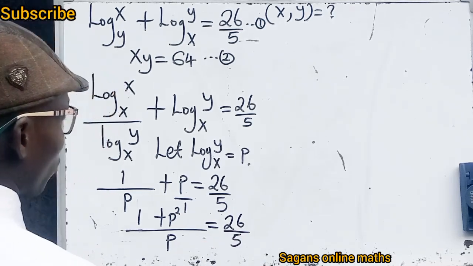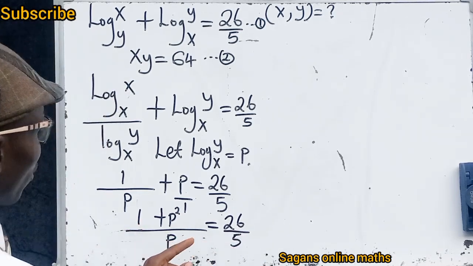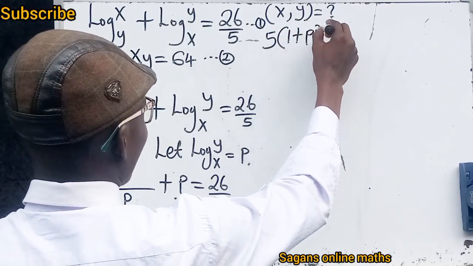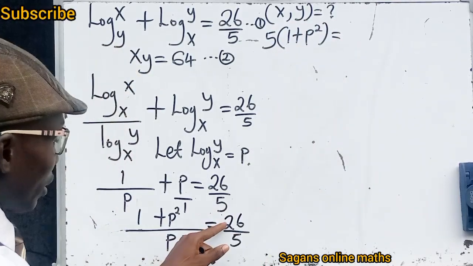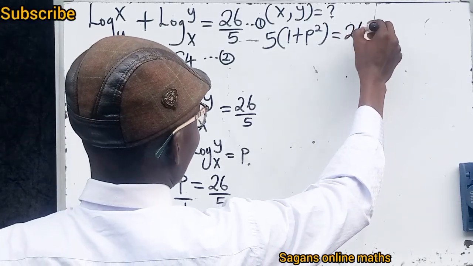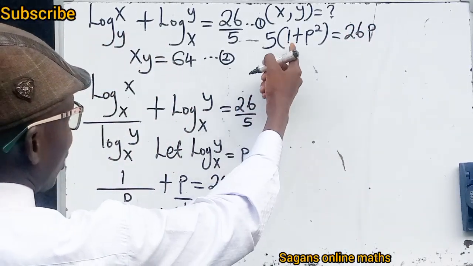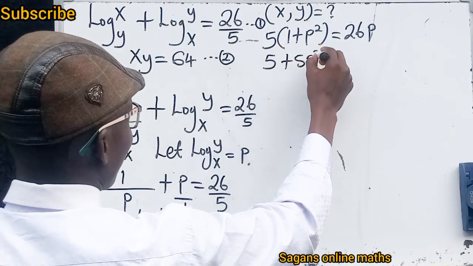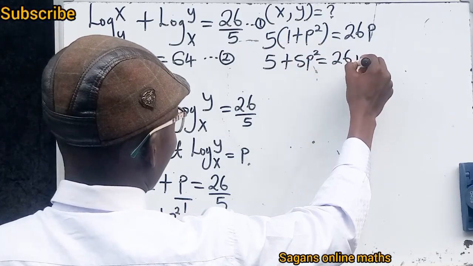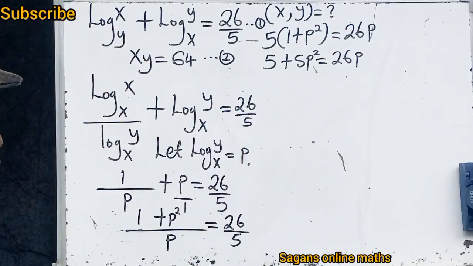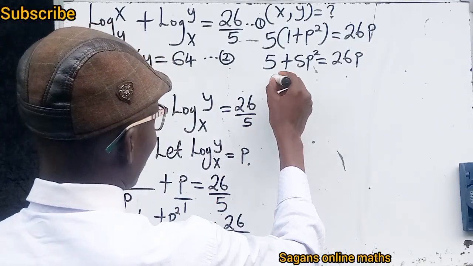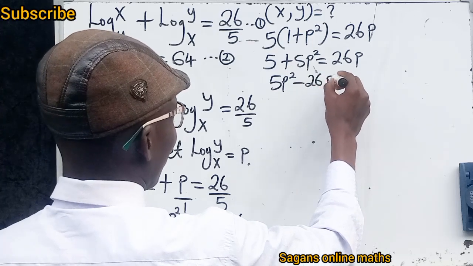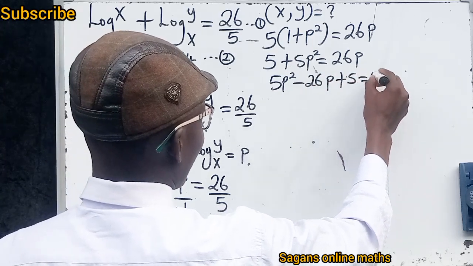Now from here we're going to cross multiply. So 5 times everything here, we're going to have 5 into 1 plus p square equals p multiplied by 26, which gives us 26p. Now 5 times 1 gives us 5, and 5 times p square gives us 5p square, equals 26p. Now let's arrange this in the form of a quadratic equation. So we're going to have 5p square minus 26p plus 5 equals 0.